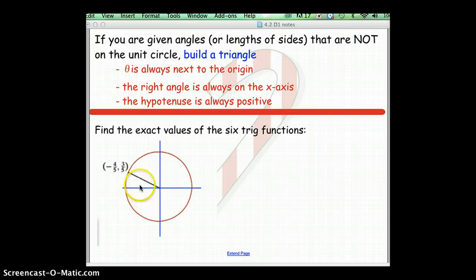So here's an example. I've got my circle. I've got a point on the circle. What I need to do is turn it into a triangle. So you see how I could go like that, and then my right angle would be on the y-axis? That's not what I want. I want the right angle on the x-axis. So that's incorrect. So if I'm going to turn it into a triangle, I'm going to bring this down, and now my right angle is on the x-axis. And theta is supposed to be next to the origin, so theta would be right here.